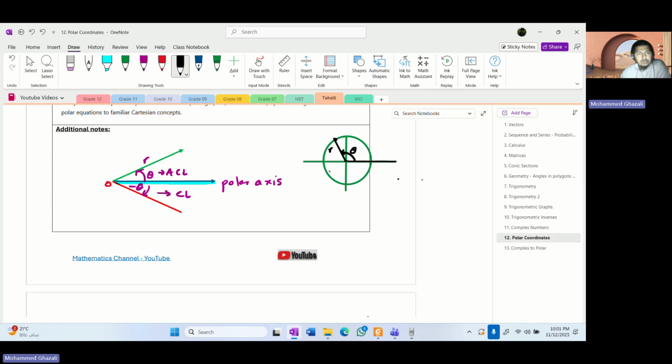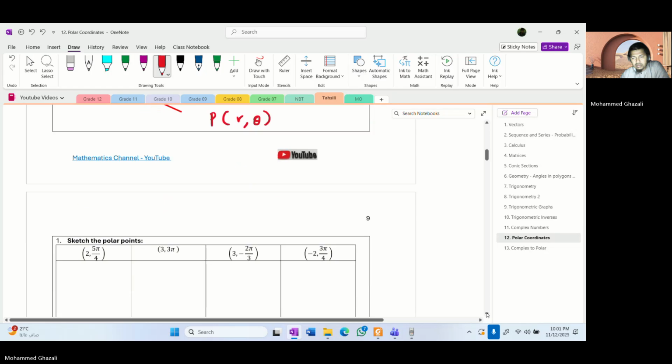So how do we represent a polar point? A polar point is (r, theta). Now you can use degrees or radians for the theta angle, so you must know how to convert from degrees to radians, and radians back to degrees. The value of r is here. Now let's draw some polar graphs.